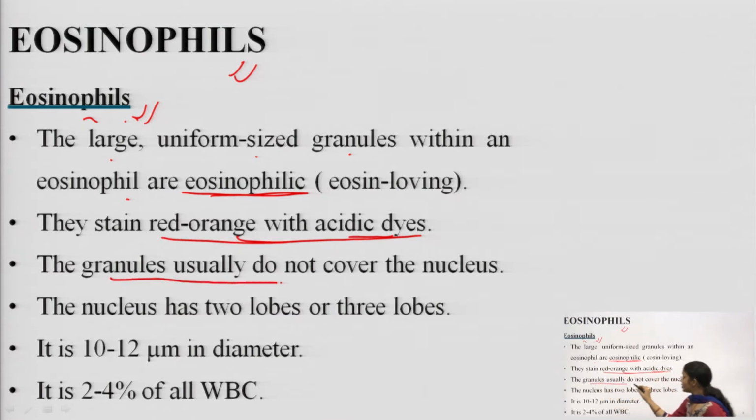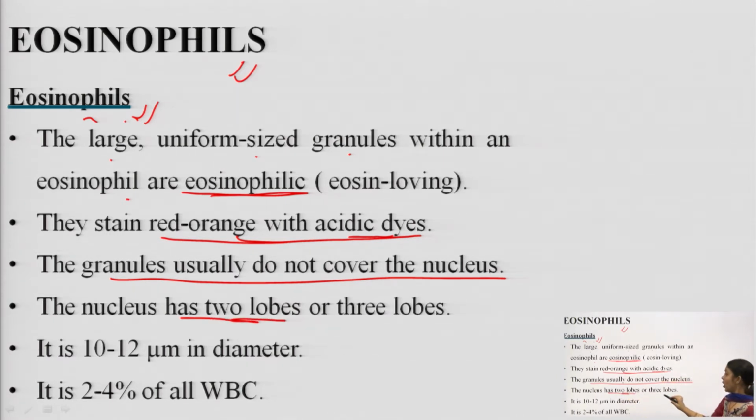Moreover, the granules usually do not cover the nucleus. The nucleus has 2 lobes or 3 lobes. It is 10 to 12 micrometers in diameter and it is 2 to 4% of all WBCs.